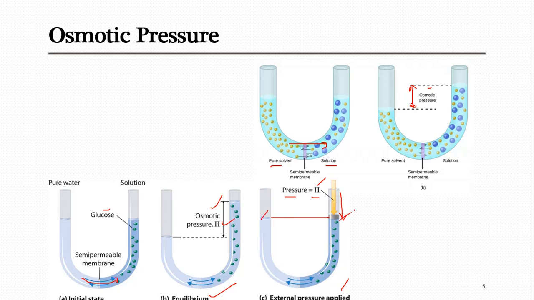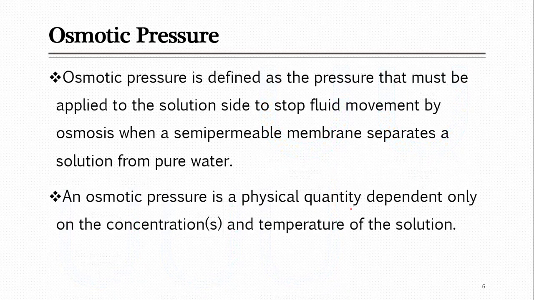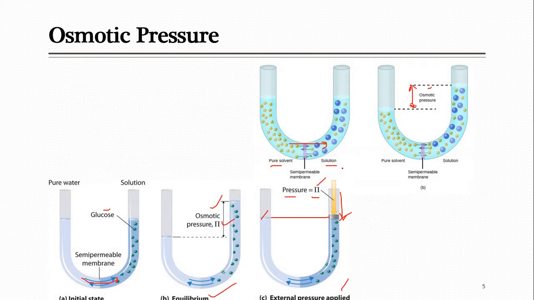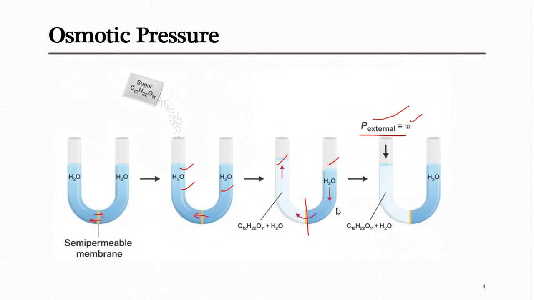So if we want to avoid this natural phenomenon of osmosis, we can apply pressure so that liquid does not travel to the other end. From here you can define osmotic pressure as the pressure that must be applied to the solution side. Where are we applying the pressure? We are applying it on the solution side, in this example and in the last slide. The external pressure equal to the osmotic pressure must be applied on the solution side, not on the pure liquid side.